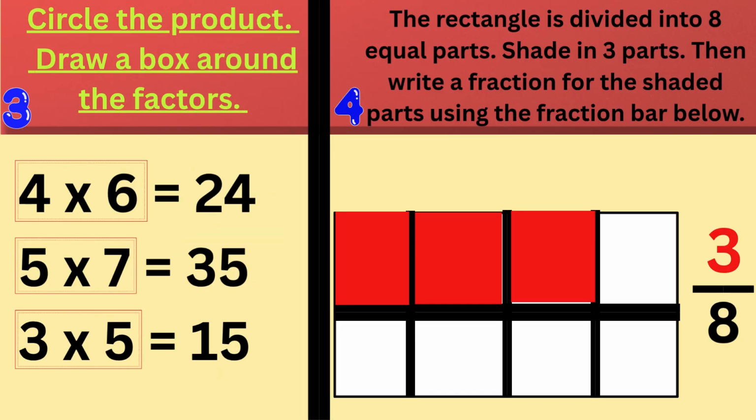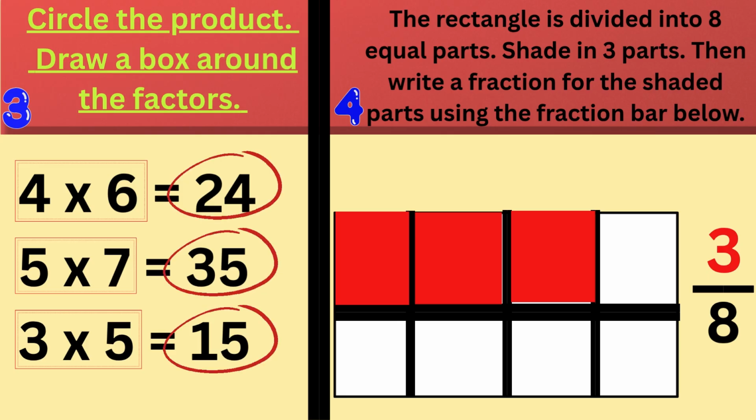Number 3, look at each of the multiplication sentences shown. You are to rewrite the problem and circle the product and draw a box around the factors. In the multiplication sentence, 4 times 6 equals 24, 4 and 6 are factors and have a box around them. 24 is the product and is circled.